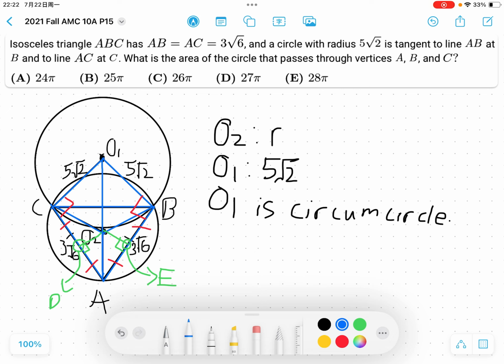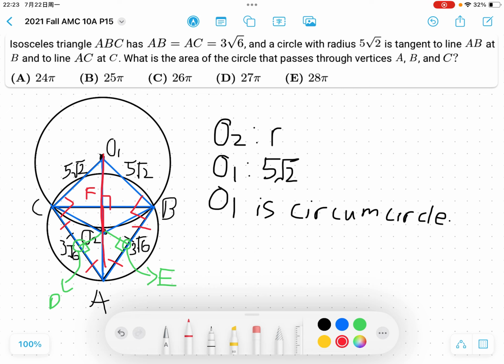The reason O1, O2, and A are all on the same line is also because of the circumcircle. So we have this chord here, and AO2, so it's actually a side BC of the triangle. Whatever this point is, let's call it F, is a perpendicular bisector of BC, so this is a 90 degree. And O1F is also a perpendicular bisector because it also bisects the side BC. So we know that the three points are on the same line.